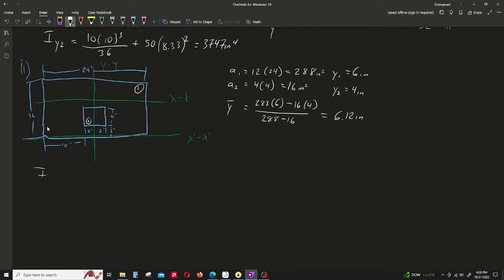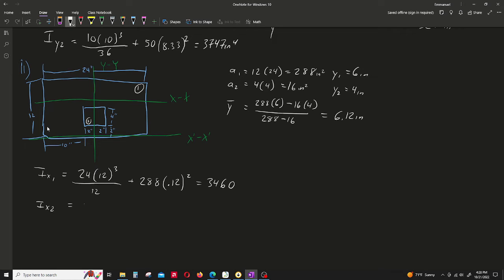And then for IX1 is going to be equal to 24 times 12 to the cube. So, you know, just BH cubed divided by 12, plus our AD squared. A was 288, D was 0.12 squared. And we got 3460.